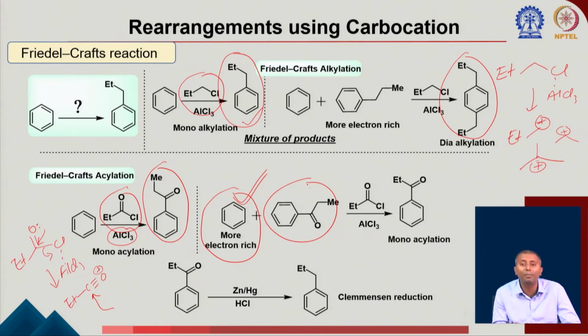So that way you can stop at the acylation, and after that you can just remove this carbonyl group through Clemmensen reduction and other reactions to get to the corresponding product. So instead of going for alkylation, you can do acylation and then the reduction of the carbonyl group. Okay.